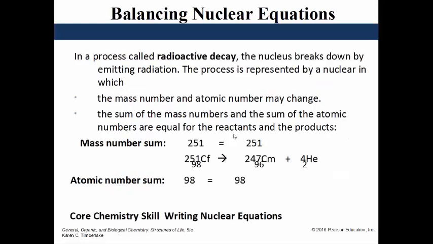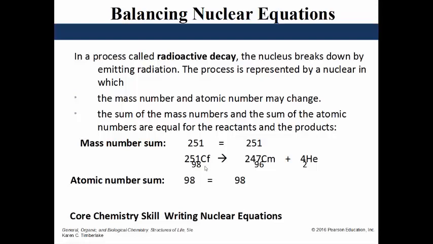So in a radioactive decay, the nucleus will break down when it emits radiation. And we're just talking about alpha decay in this example for the uranium and the one that's on this slide. There are other forms of decay, beta, positrons, gamma rays. Those all affect the radioisotope differently. But right now we're just talking about alpha.